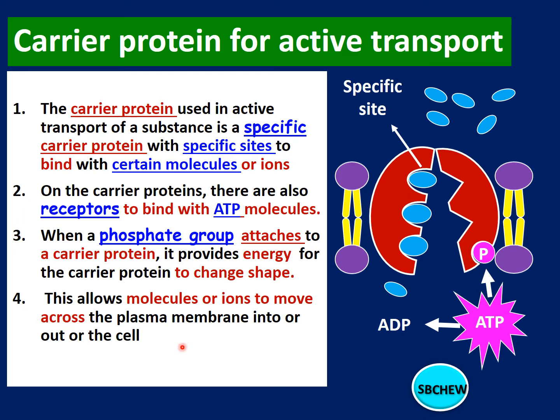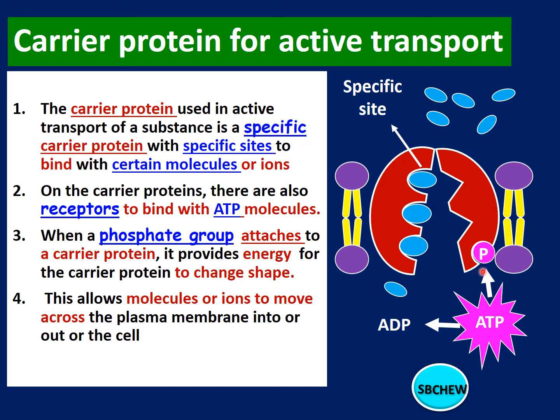As you can see here, this carrier protein is to transport sodium ions out of the cell. So these are the specific sites that are used to bind to the sodium ions. No other ions can bind with the carrier protein at these specific sites. They're only for the sodium ions to bind to it. Whereas on the other side are the specific binding sites for potassium ions, only for potassium ions.